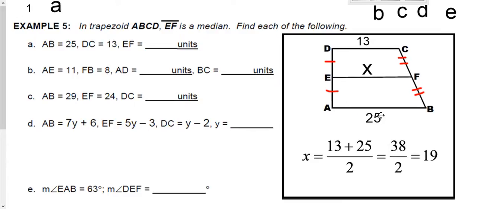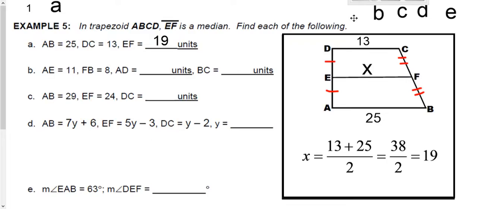They tell us AB, this bottom base, is 25, the top base is 13, and they want to know EF. I put an X there. That's the median. So we use that formula and take the two bases, add them up, and divide by 2. So we get 13 plus 25 divided by 2, or 38 divided by 2, equals 19. You can pause it if I go too fast.